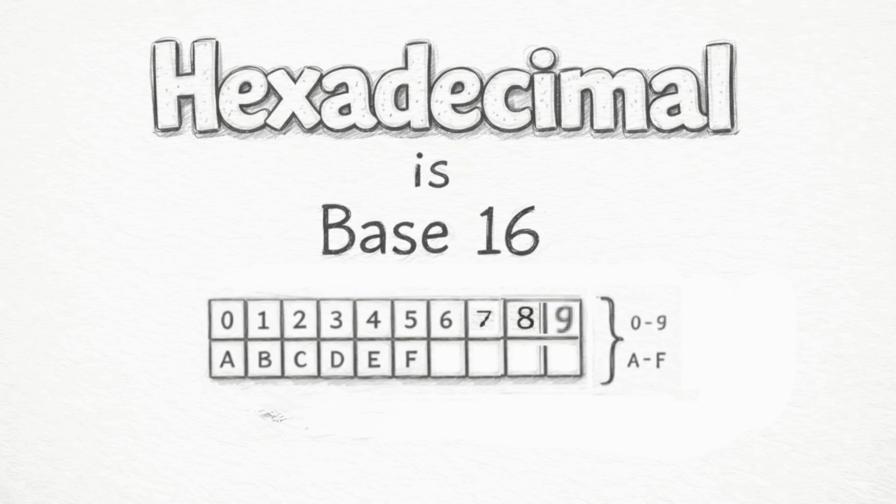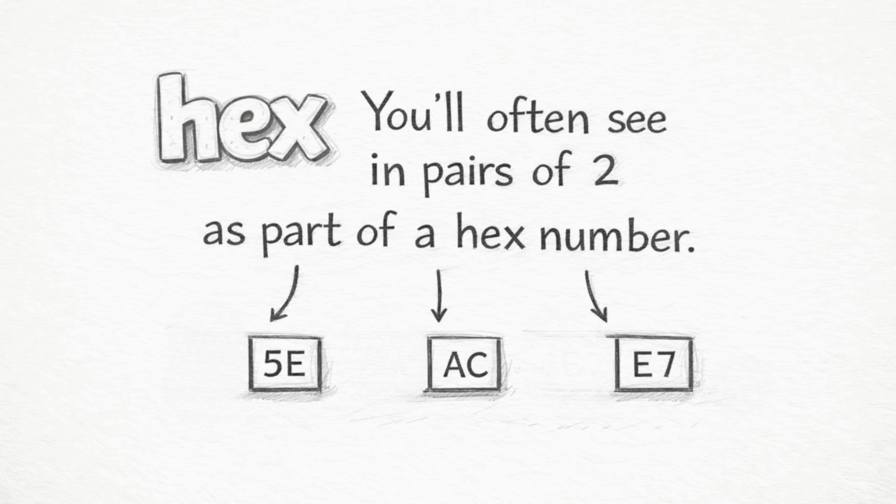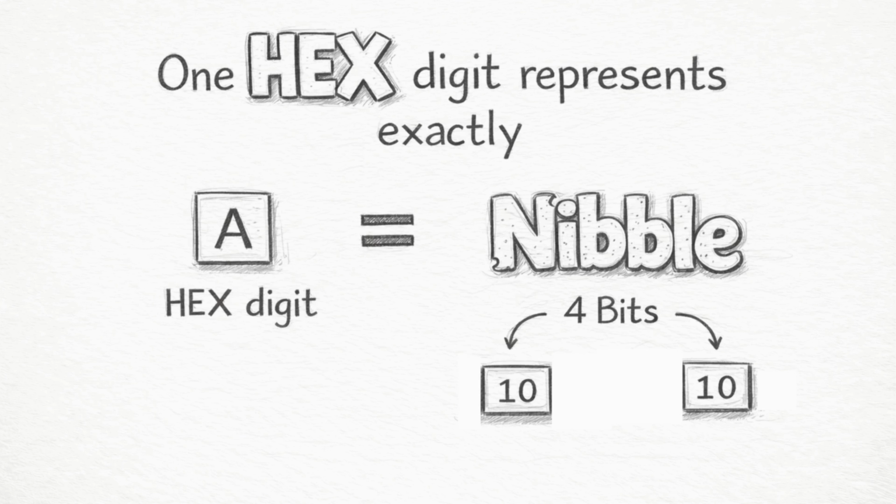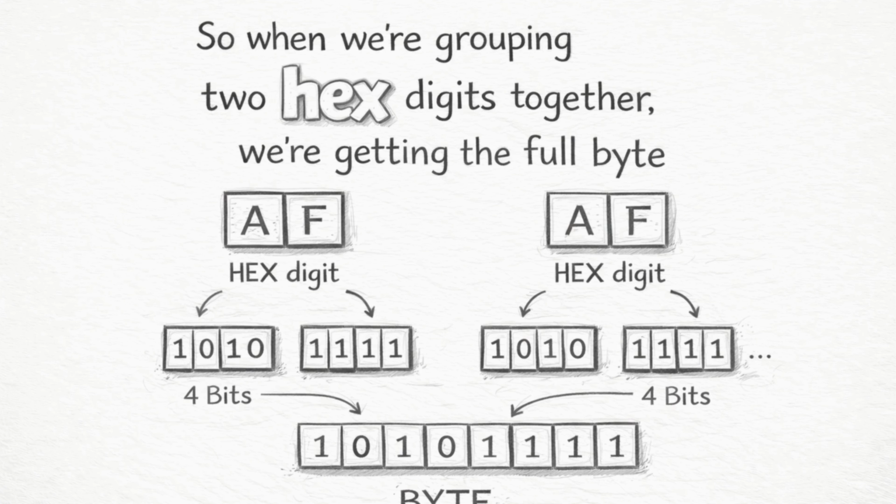Now, hexadecimal is base 16. It has exactly 16 digits, 0 through 9, then A through F. So you're often going to see hex in pairs of 2 as part of a hex number, because one hex digit represents exactly 1 nibble. So when we're grouping 2 together, we're getting the full byte. And that's all by design.